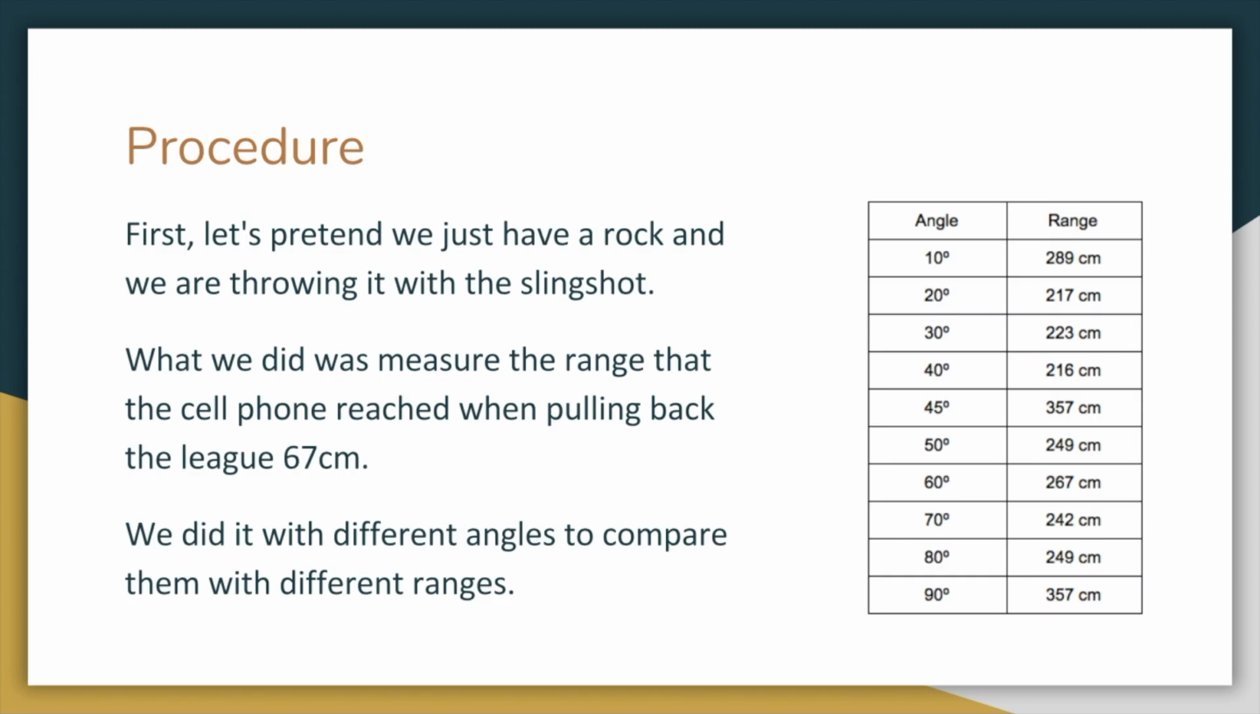First, let's pretend we just have a rock and we are throwing it with the slingshot. What we did was measure the range that the cell phone reached when pulling back the lead 67 centimeters. We did it with different angles to compare the different ranges.